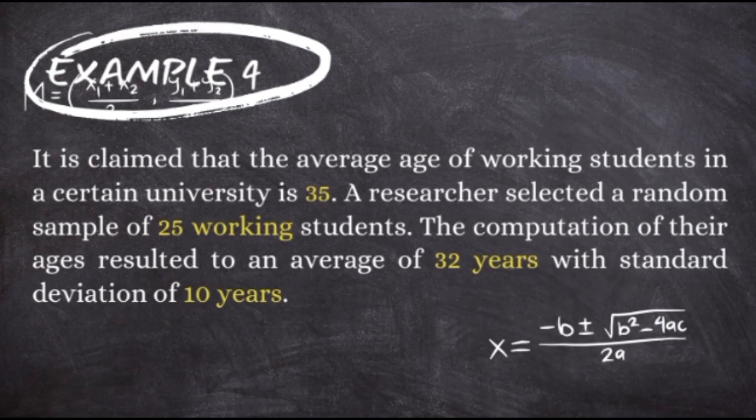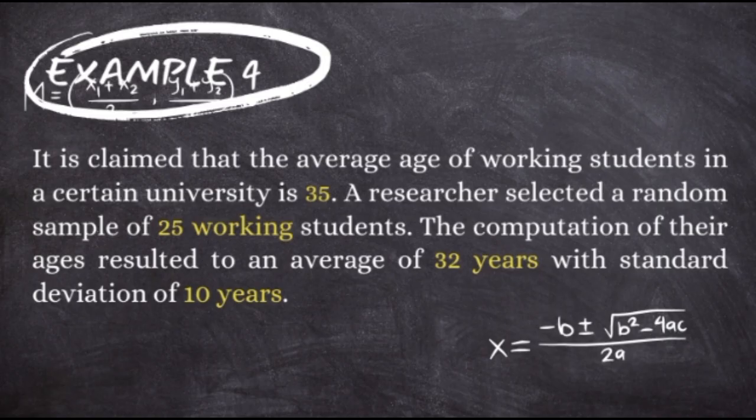Example number 4. It is claimed that the average age of working students in a certain university is 35. A researcher selected a random sample of 25 working students. The computation of their ages resulted in an average of 32 years with a standard deviation of 10 years.